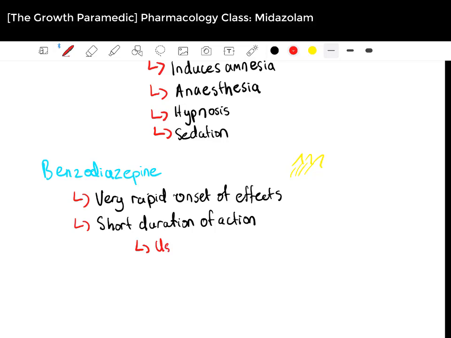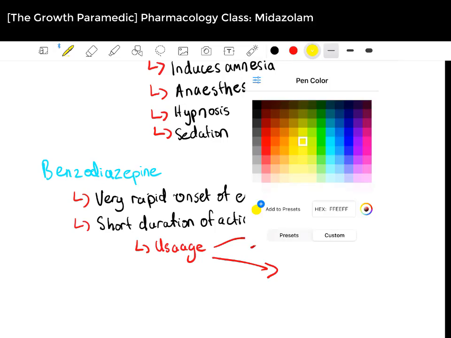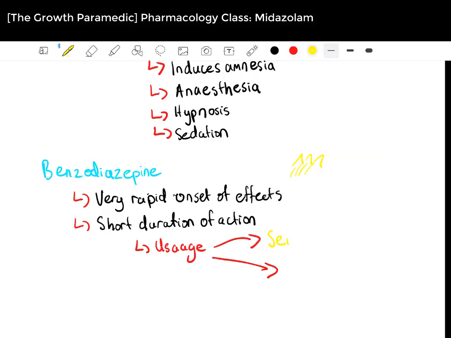So usage. It's used for two things in the pre-hospital setting. This is important to note. So seizures and sedation. Because it's a CNS depressant, it lowers inhibition of the CNS, and that results in a sedative, tranquilizing effect, similar to the other drug that we mentioned, droperidol. So droperidol and midazolam can be used to sedate patients, but generally it's used to treat seizures, whether it's generalized or focal.